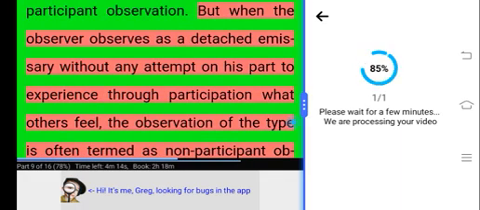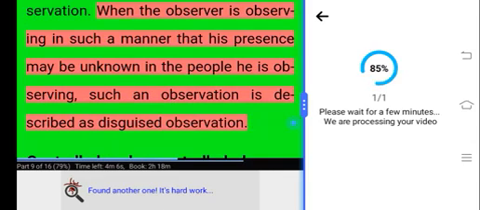But when the observer observes as a detached emissary without any attempt on his part to experience through participation what others feel, the observation of this type is often termed non-participant observation. When the observer observes in such a manner that his presence may be unknown to the people he is observing, such an observation is described as disguised observation.